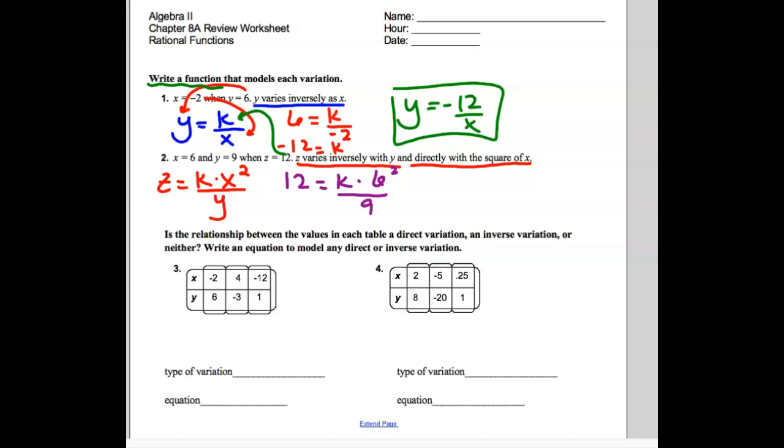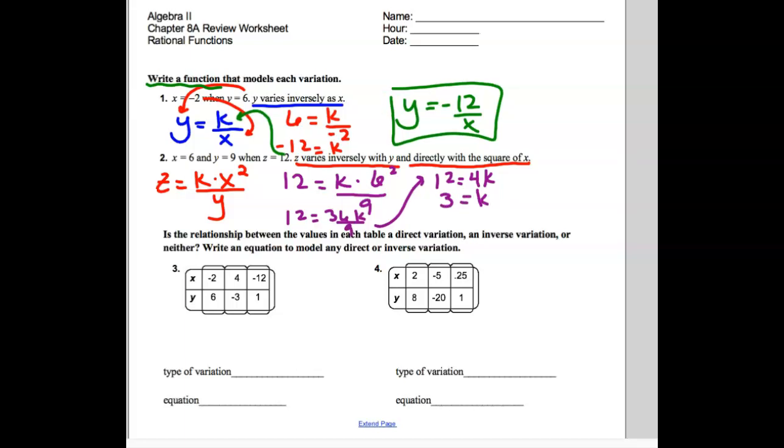All right, multiplying, we end up with 12 equals 36k divided by 9. 36 divided by 9 would be 4, so we have 12 equals 4k, and then dividing we end up with k equaling 3. So dumping that into our equation, our final answer, our function is z equals 3x squared divided by y.